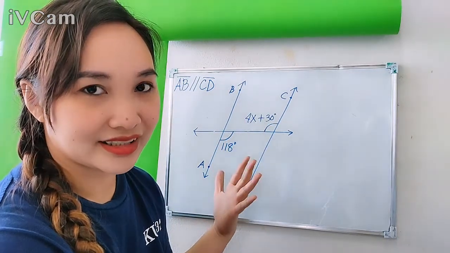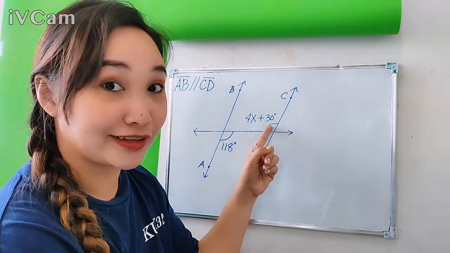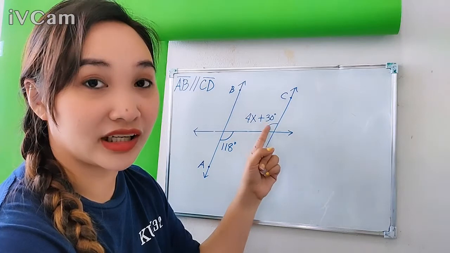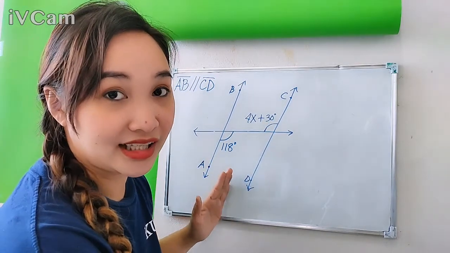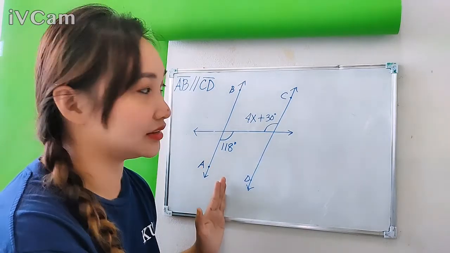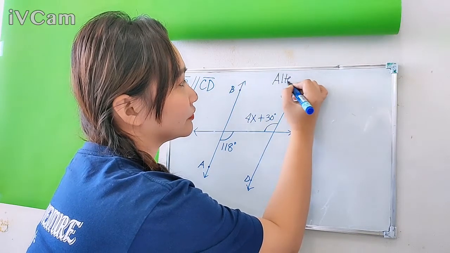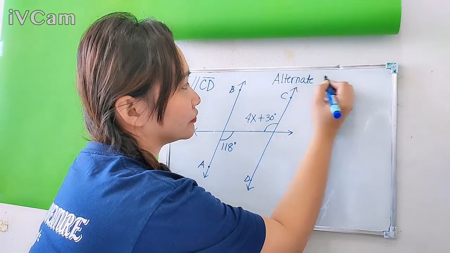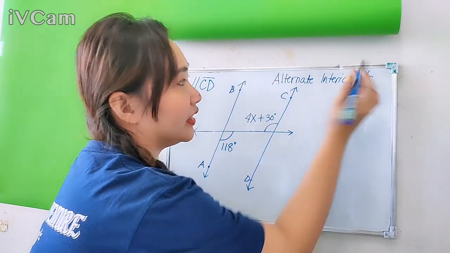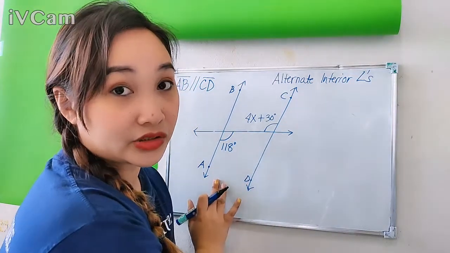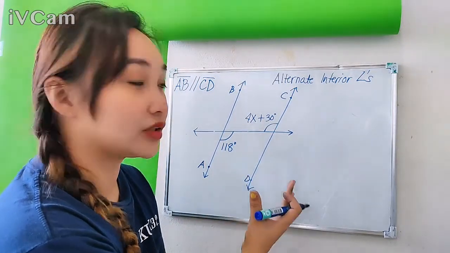What do you see here? This angle here is opposite, no? It's opposite to the other side. So meaning to say this is alternate interior angles. Alright, meaning to say this is equal.